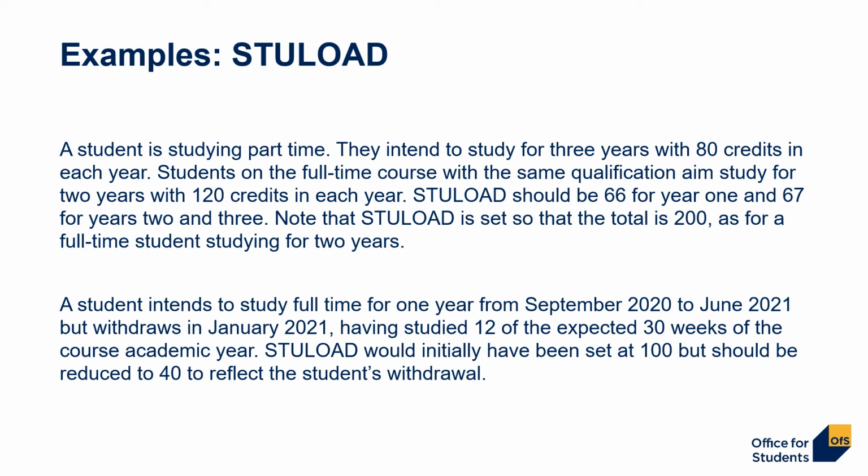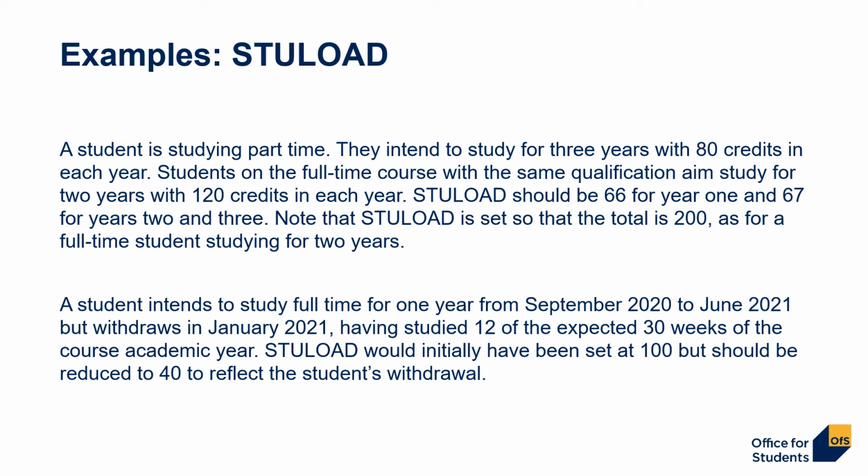Now, STULOAD should be returned as 66 for year 1, 67 for years 2 and 3 for those part-time students, so that the total STULOAD adds up to the same amount as it would for those full-time students. So the full-time students would reach 200 in 2 years, so we need to reach 200 in 3 years, and so therefore we end up with the split of 66, 67 and 67.